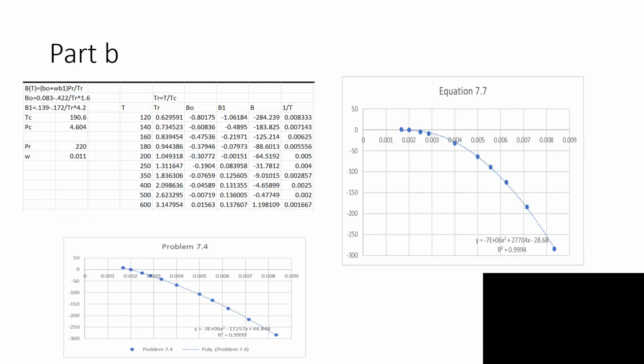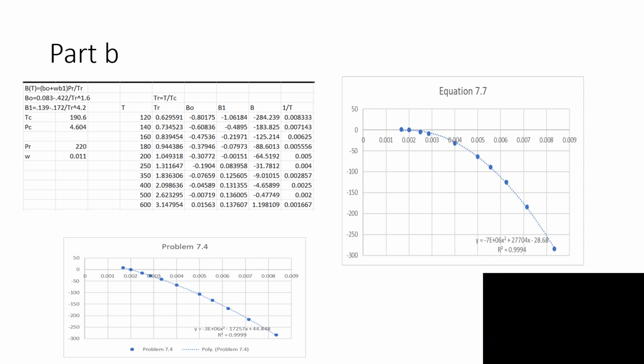Part B of the problem statement told us to plot the data of inverse T generated from equation 7.7 and compare that to the plot that we used for inverse T of the original problem statement. I used the exact same temperatures that were given in the original problem statement.